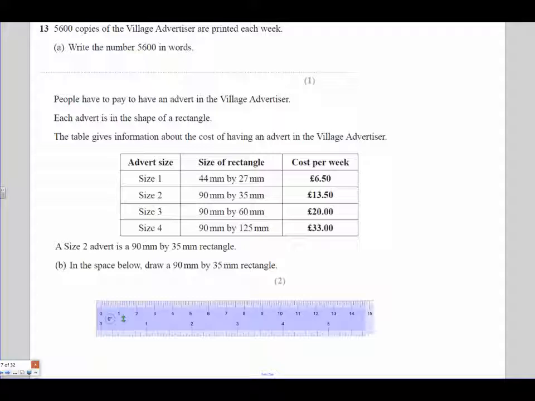Question 13. 5,600 copies of the Village Advertiser are printed each week. Write the number 5,600 in words. 5,600 is worth 1 mark.